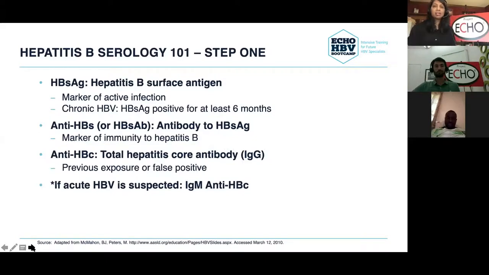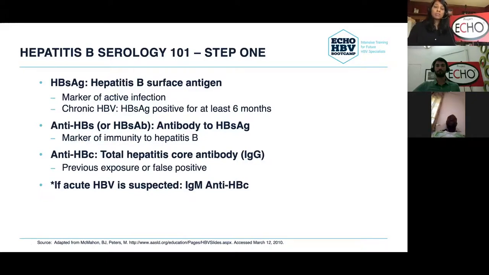So let's talk a little bit about what these markers are. Hep B surface antigen, which we abbreviate as HBsAg, is really a marker for active infection, chronic infection. And technically the definition of chronic Hep B infection is that the surface antigen is positive for at least 6 months. In last week's session, we talked about how the age at which you acquire the infection really changes the level of risk for developing chronic infection.